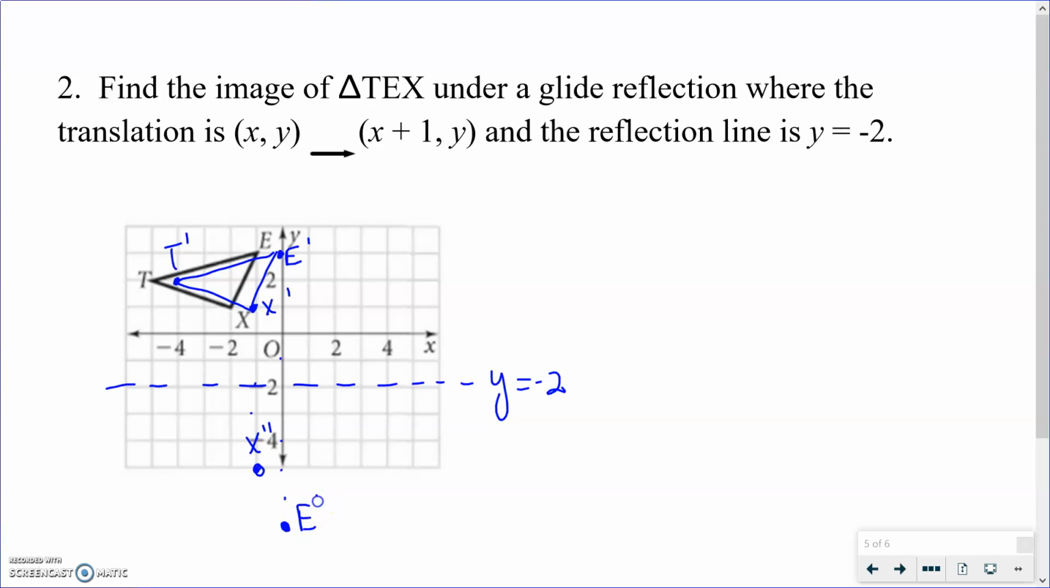Yes, I know it's off the graph. And then we're going to do this one here, so we're 1, 2, 3, 4 away, and 1, 2, 3, 4 away. So this would be t double prime. So our final triangle would be right here, which is t double prime, e double prime, x double prime. And that's a glide reflection.